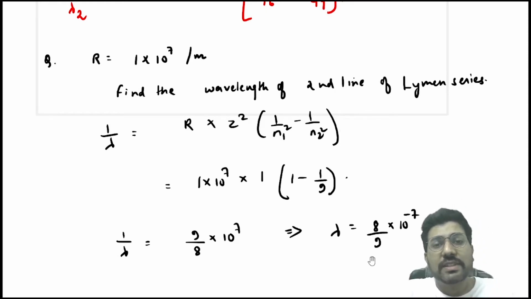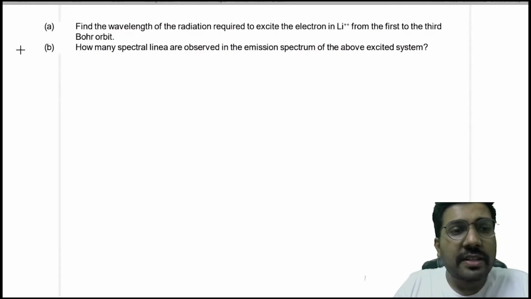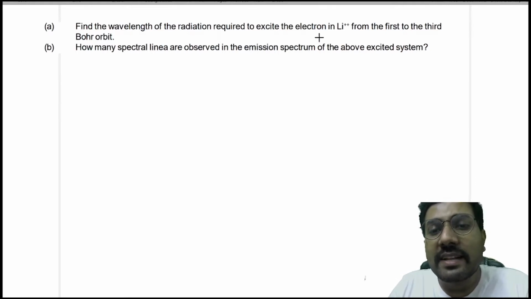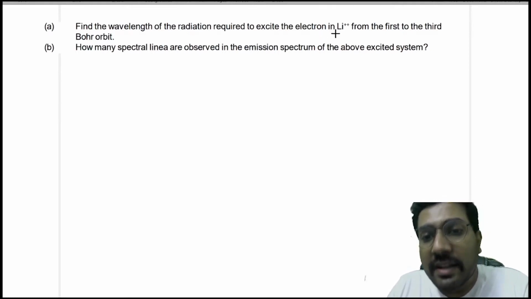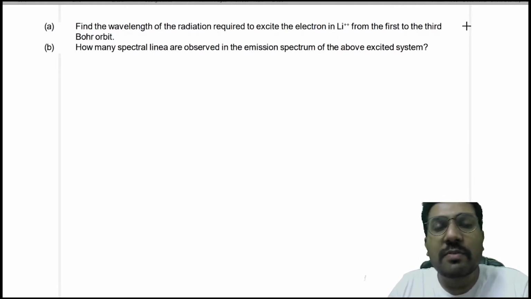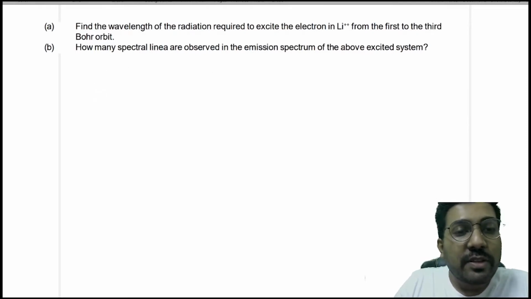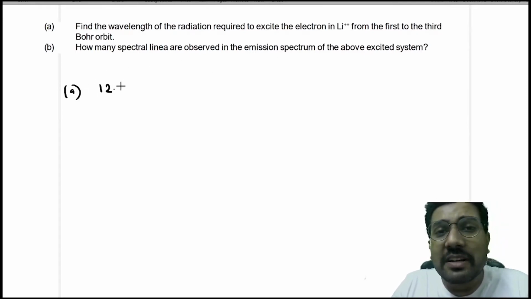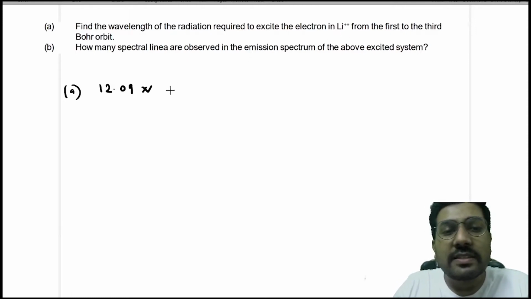In this question they have given you: find the wavelength of radiation required to excite the electron in Li2+ from the first orbit to the third orbit. From the first orbit to the third orbit, you know that for a hydrogen atom you need 12.09 electron volt. So for Li2+, just multiply it with Z square.